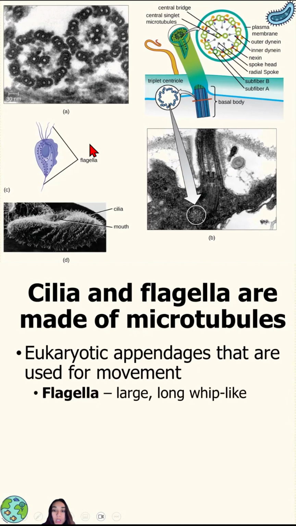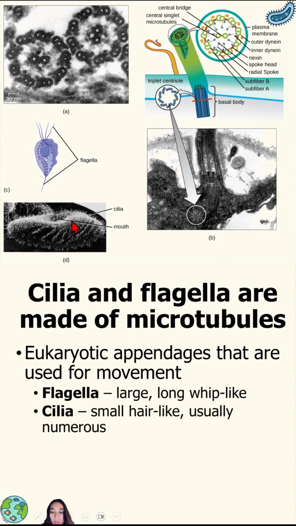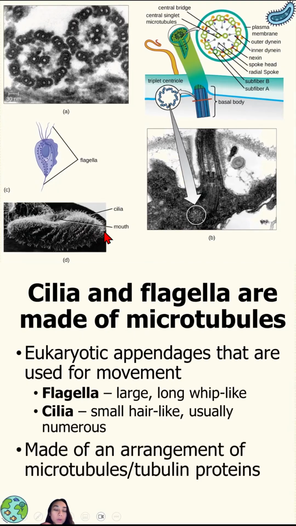We've got the flagella, which is a very long whip-like structure that cells use to essentially swim. And then we've got the cilia, which are these tiny hair-like structures. Same thing for movement, but usually when a cell has cilia, it has hundreds and hundreds of cilia that kind of move around to help the cell move. And anyway, both the cilia and the flagella are made up of microtubules and tubulin proteins that are arranged in a specific way.